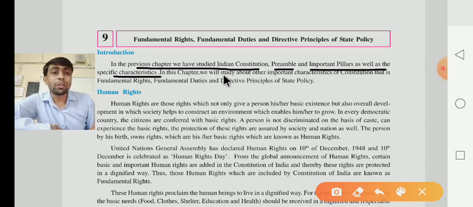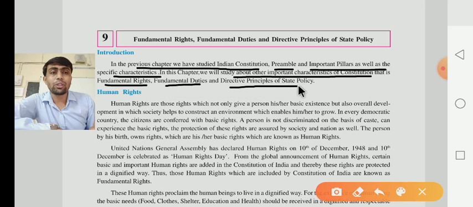Now in this chapter we will study about the other important characteristic of the Constitution. Now in chapter number 9 we will study about the important characteristic of the Constitution, that is the fundamental rights, fundamental duties and directive principles of the state policy. It means, dear children, in this chapter we will study about the fundamental rights, fundamental duties and the directive principles of the state policy. Now first of all they give about the human rights.